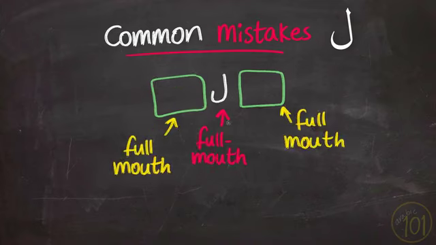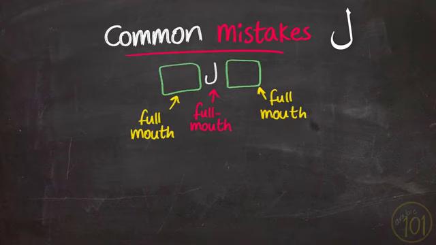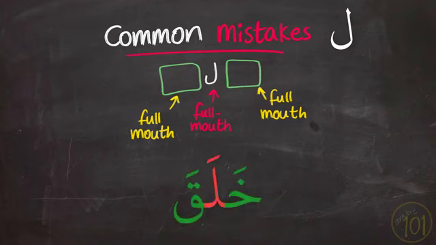So they basically fail to switch between full mouth and empty mouth and then back to full mouth. Like in this word, خلق. So the kha and qaf are full mouth and the lam should be empty mouth. So you should switch from full to empty and then back to full.